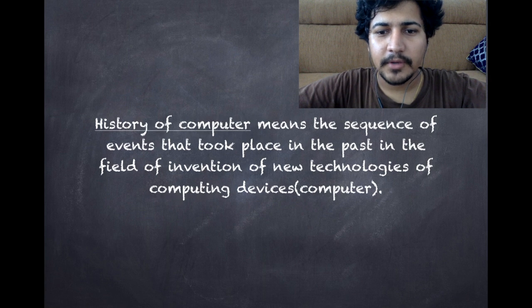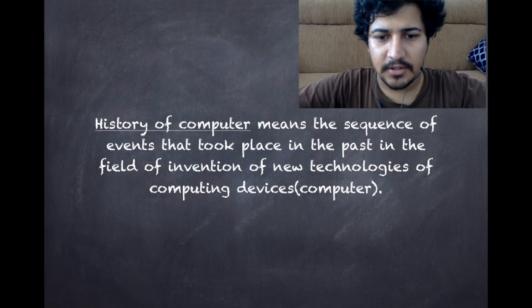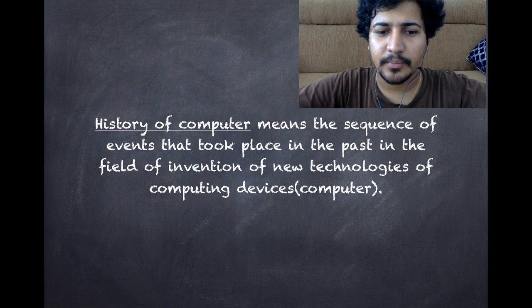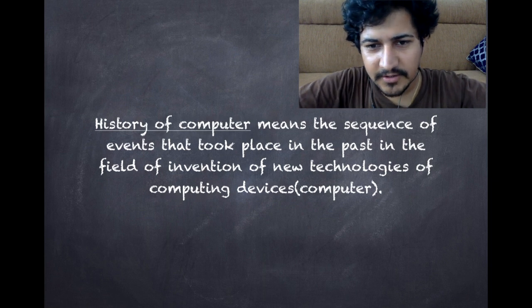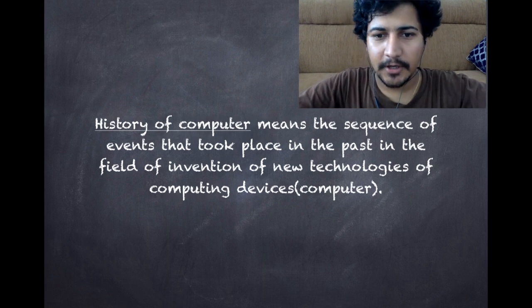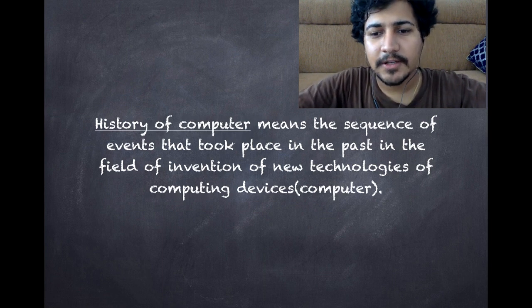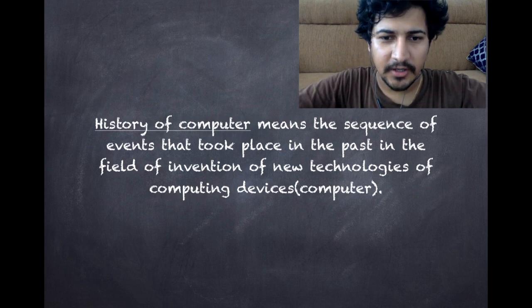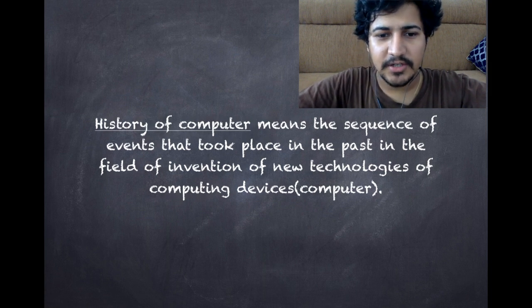Okay. Finally, history of computer means the sequence of events that took place in the past in the field of inventions of new technologies and computing devices or computer. That means there were some inventions, there were some technologies which gradually developed or took place in the past. Now that is known as history, and the history regarding the computer is known as history of computer.